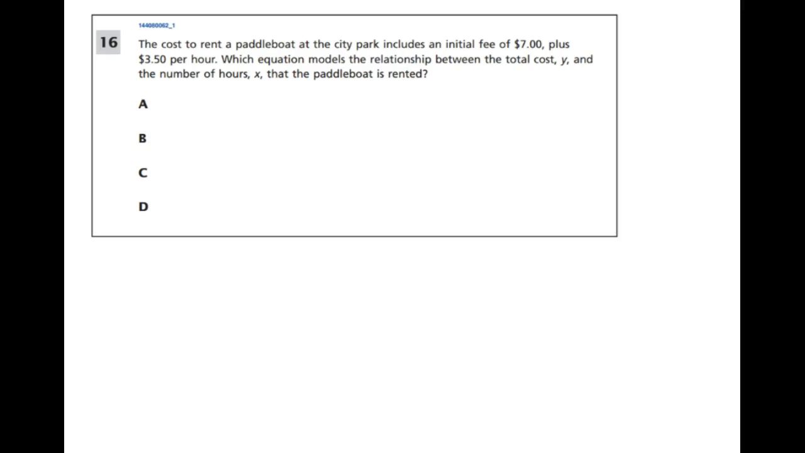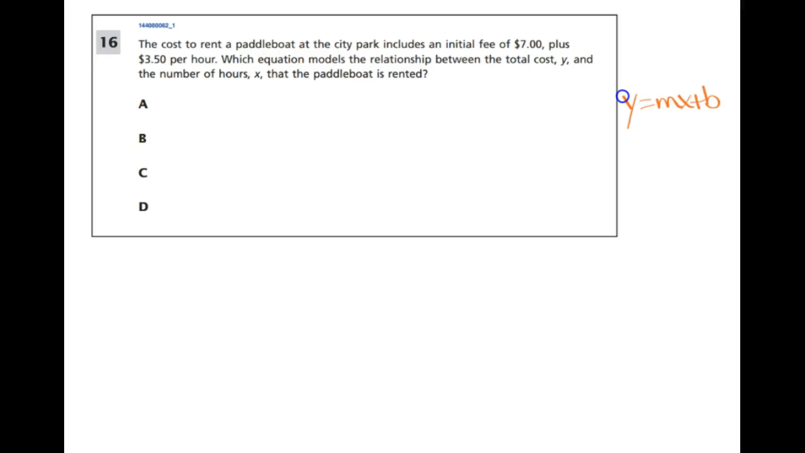It says the cost to rent a paddle boat in the city park includes an initial fee of $7 plus $3.50 per hour. Which equation models the relationship between the total cost y and the number of hours x that the paddle boat is rented? So they want an equation. They want an equation of a line. And we know that equations of lines look like this: y equals mx plus b. We talked about that all last class.